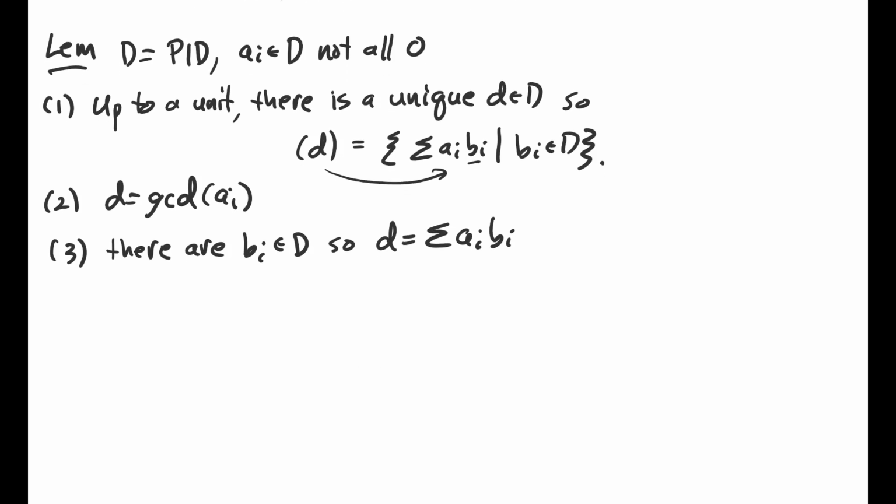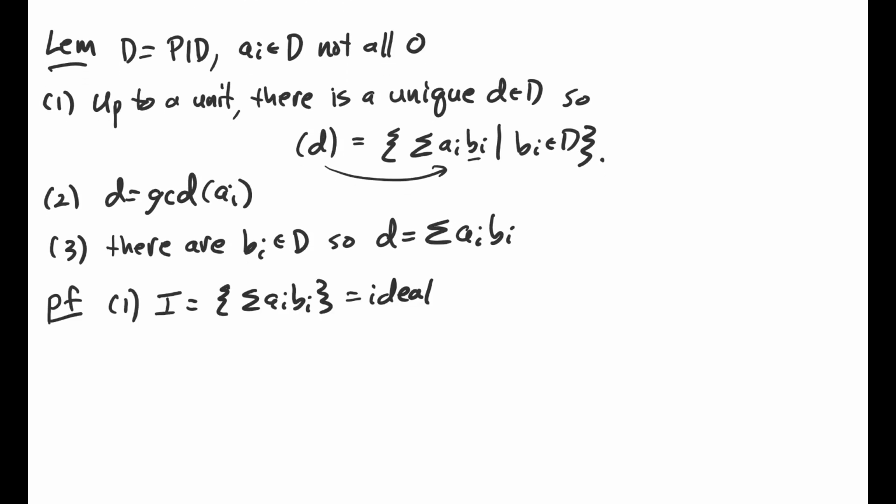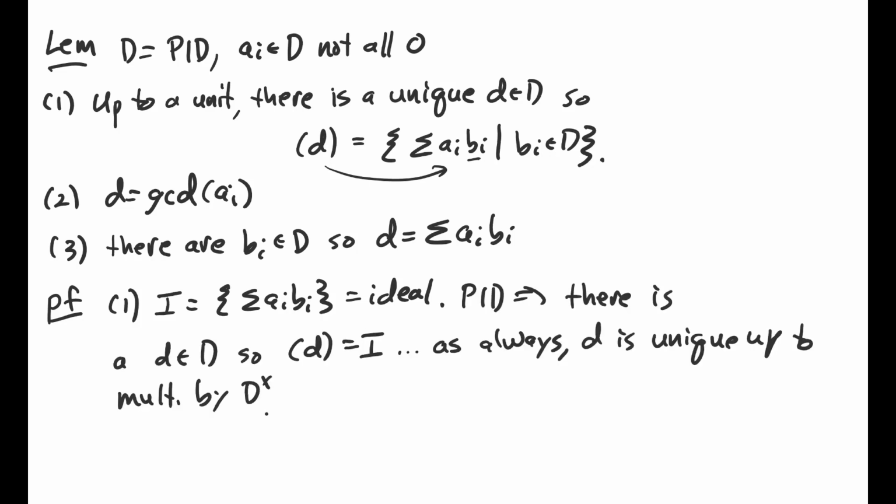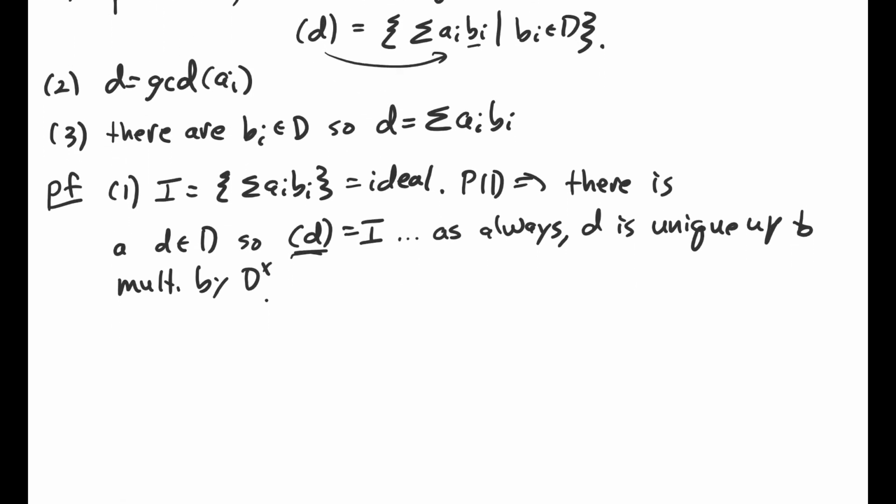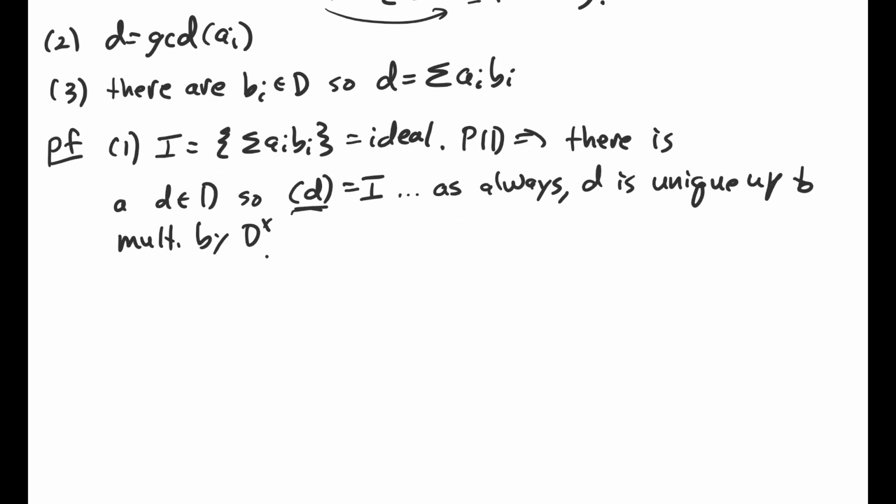All right, let's prove this. This, as you can see, is not going to be hard. Okay, for the proof of 1, this set of all linear combinations of the A sub i's is trivially an ideal. It's the ideal generated by the A sub i's. And since it's an ideal in a PID, there's a single element d that generates it. That generator, as we've seen before, is unique up to multiplication by a unit.